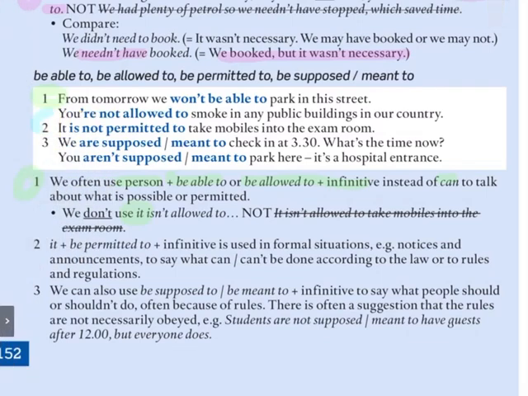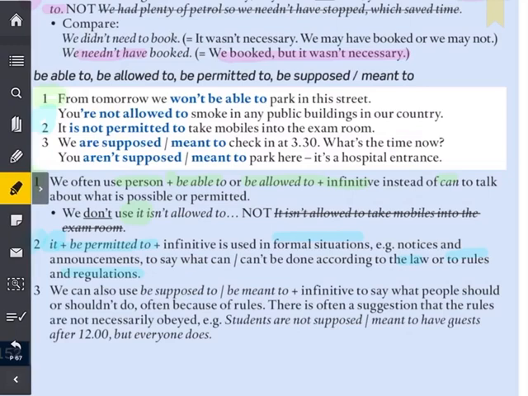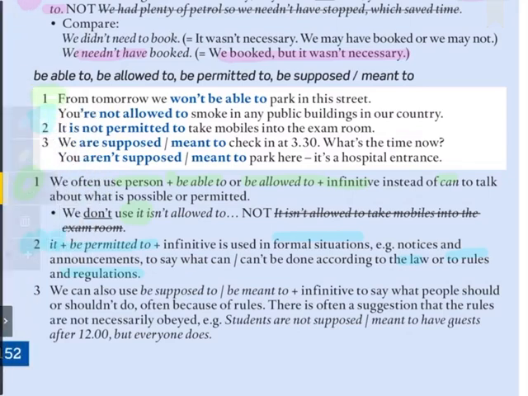Let's go for blue this time. It is not permitted to take mobiles into the exam room. So number 2, we use it plus be permitted to plus the infinitive in formal situations, for example, notices and announcements to say what can or can't be done according to the law, the rules, or the regulations. But again, it's formal, and this one does use it. It is not permitted plus to plus infinitive.